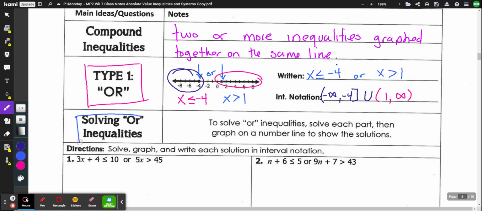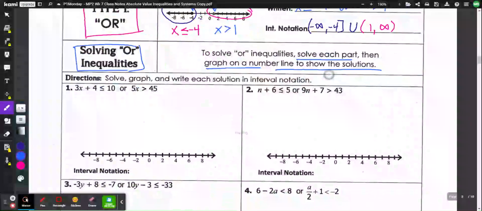Now, when we're solving or inequalities, we're going to solve each part, then graph the number on the line, show the solutions. It's super easy, guys, okay? So first I'm going to look at this. Here's the or, so I'm going to draw a line kind of right down the middle to keep it separated. And then we're going to solve these like we have been doing in class. I'm going to solve this one first, and then I'm going to solve this one second.